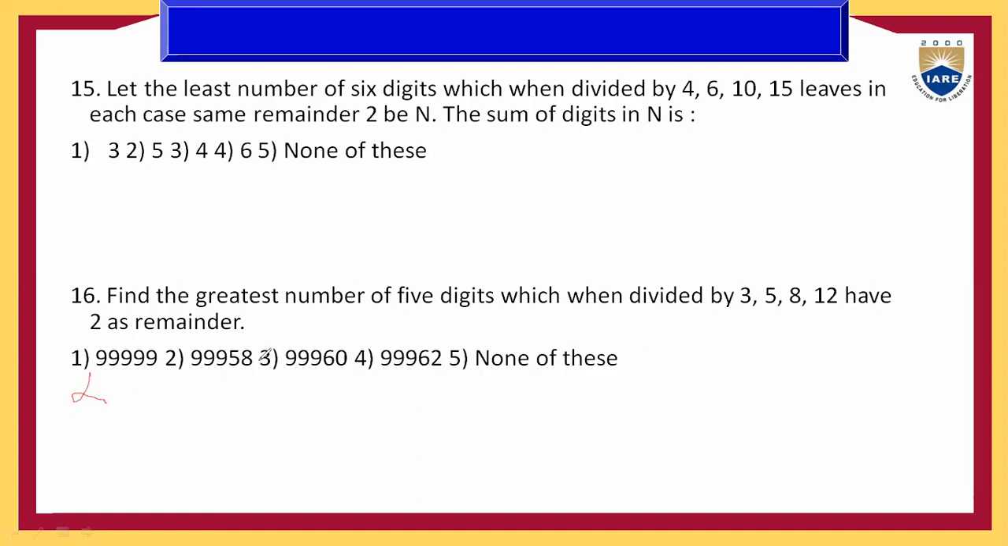Now the next option: dividing by 3, we get remainder only 1. This is also not the correct answer. 3 divides this one completely, so this is also not the correct answer. Whenever we divide with 3, we get 2 as the remainder. With 5, we get 2 as the remainder. So this is the right answer. Option number 4 is the right answer.